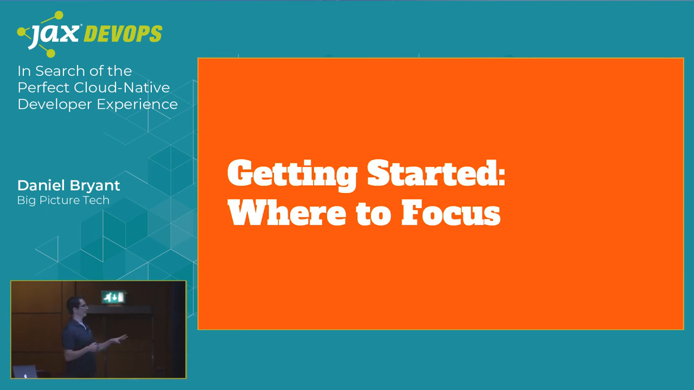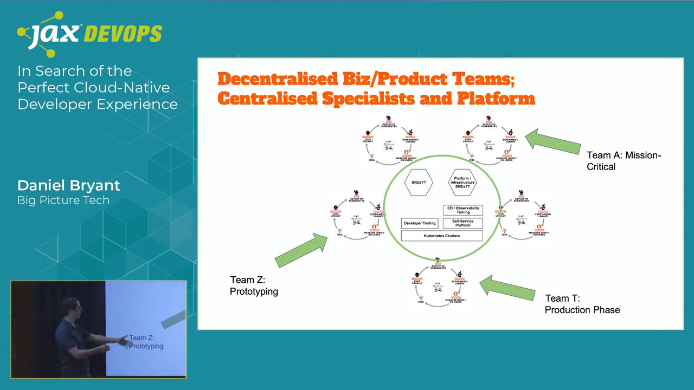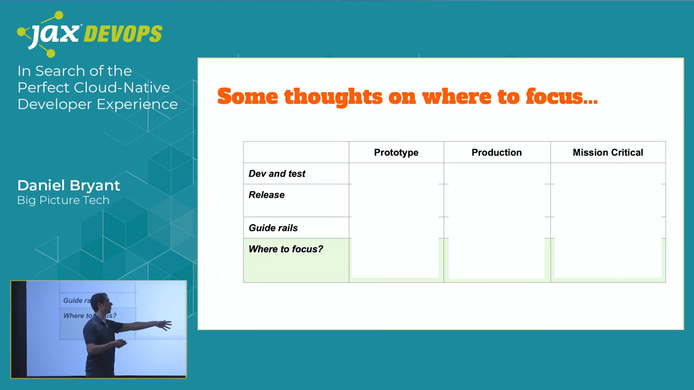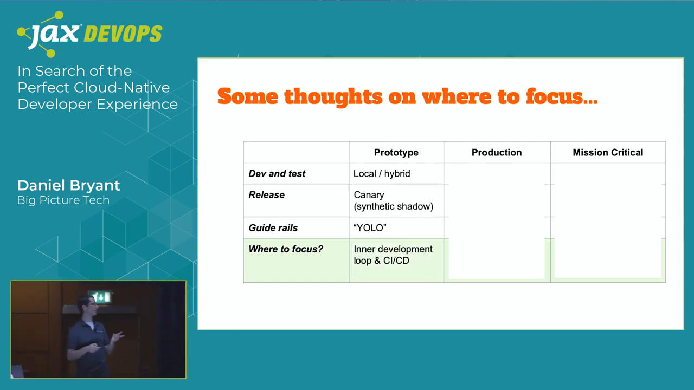Right, on the final furlong now. Getting started: people often ask me, where do I focus as an engineer on this platform? We kind of know this, going back to this thing, we want some centralized team. We're all going at different speeds. You can probably identify most with one of those things. You're either prototyping, you've got early ideas, you've got some stuff in prod. There's often a mix of these things, some in mission critical. But if I'm starting to build a platform, where should I focus?